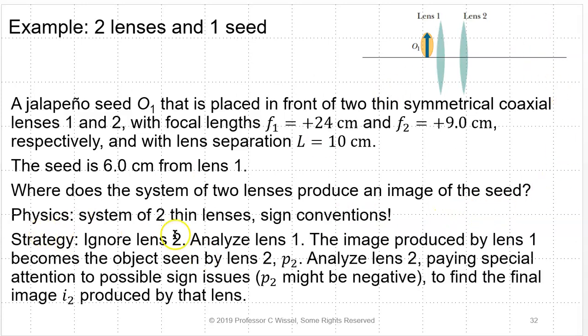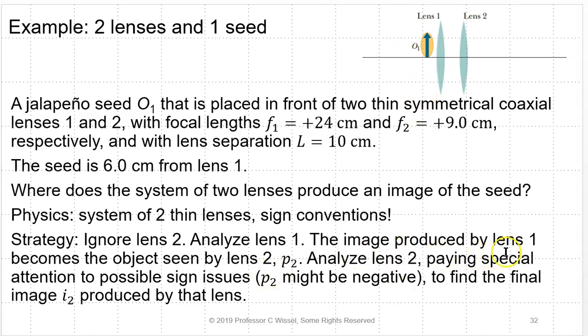So the physics of this is a system of two thin lenses, and the worst thing about this, and I always write this down, is sign conventions. Make sure, because this is where you really get confused. Draw a diagram, be very careful with your signs. The first thing we do is we pretend this lens is not even here. We ignore it. We analyze the first lens.